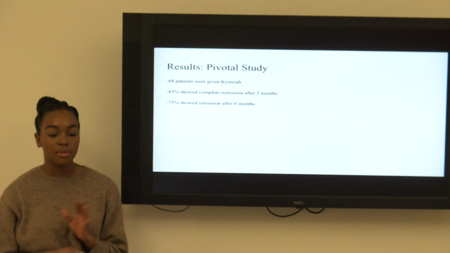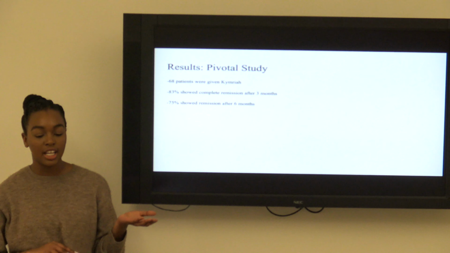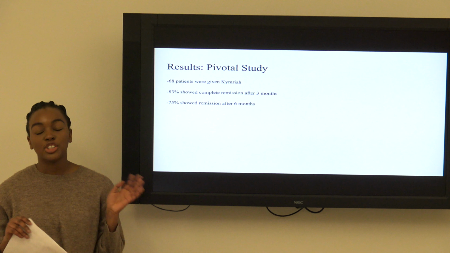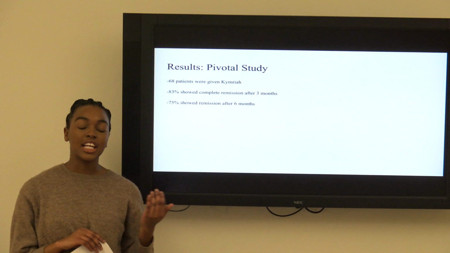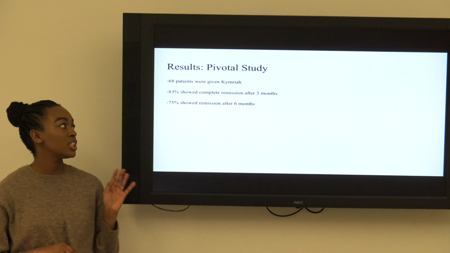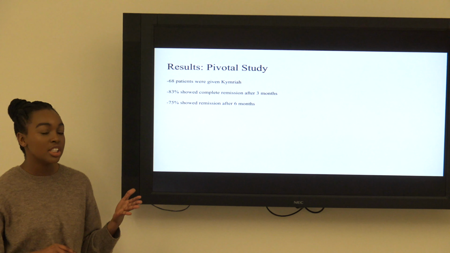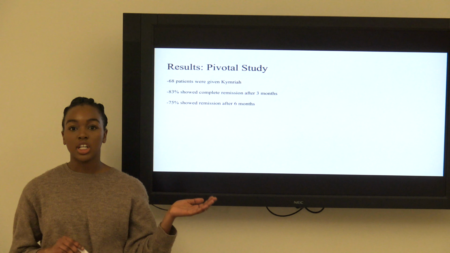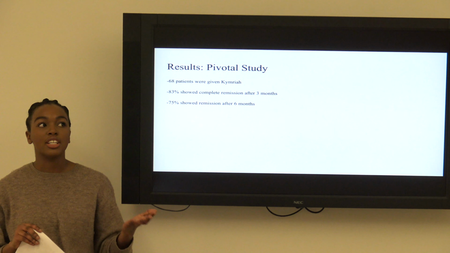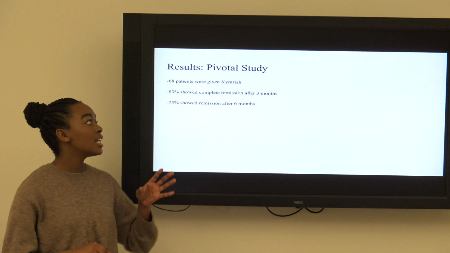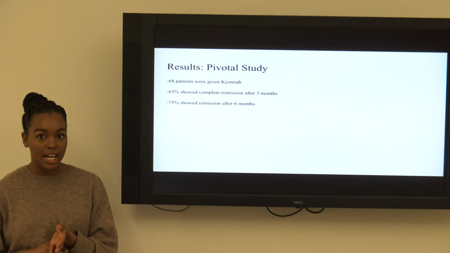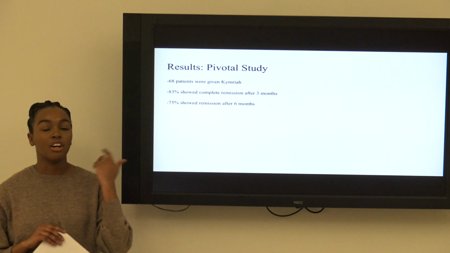Lastly, the pivotal study, which resulted in the FDA approval, had 68 patients that were given the CAR T therapy. 83% showed remission after 3 months, and 75% showed remission after 6 months. If you think about it, as I mentioned, chemotherapy takes about 2 years to complete, and after that you might not even see remission statistics, but in only 6 months, 75% of these patients are showing remission. So in about half the time of chemotherapy, remission statistics are a lot higher.